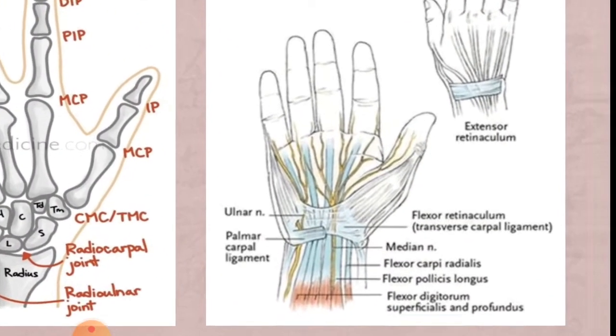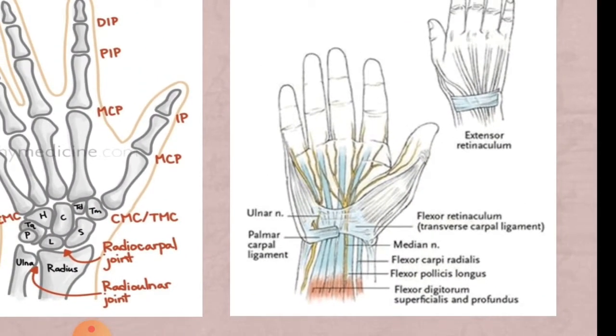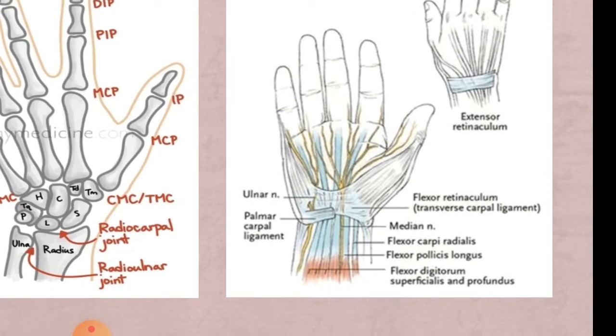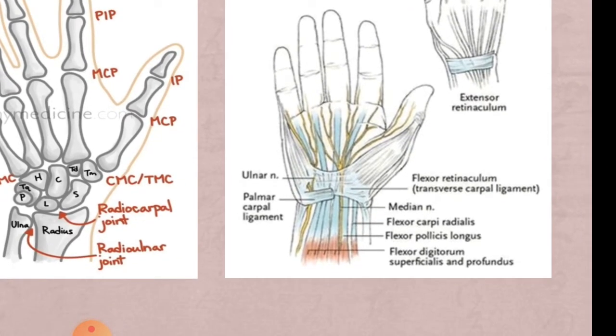So this is the flexor retinaculum, that is on the palmar aspect of the hand, and this is the extensor retinaculum that lies on the dorsal aspect of the hand. And there are various muscle tendons that are responsible for the formation of this retinaculum.